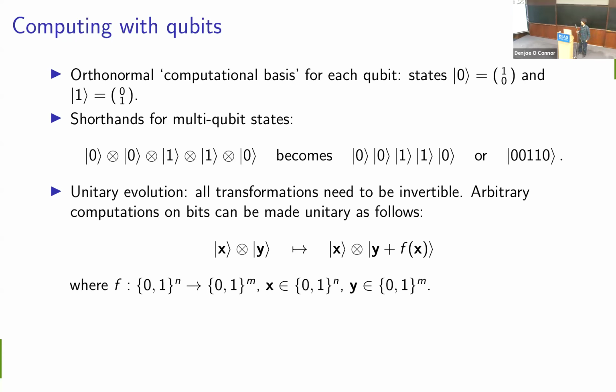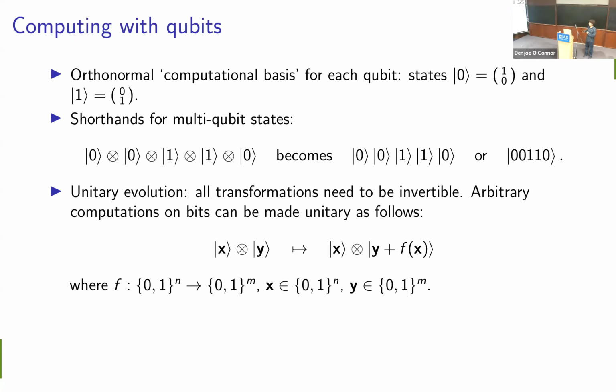Okay, so we've got our input system, and in parallel to that, we have another system which is going to hold the result of our computation. But we just put them both next to each other. And then we implement our computation in such a way that we add the result of the computation to the state of the second system. So we can think of this all as being encoded in binary numbers.